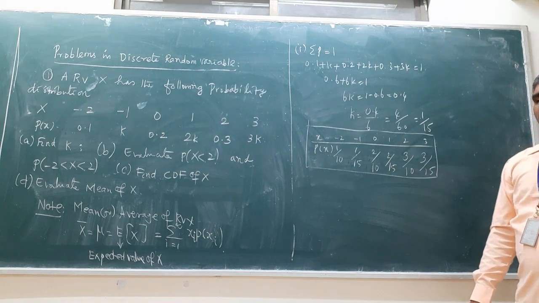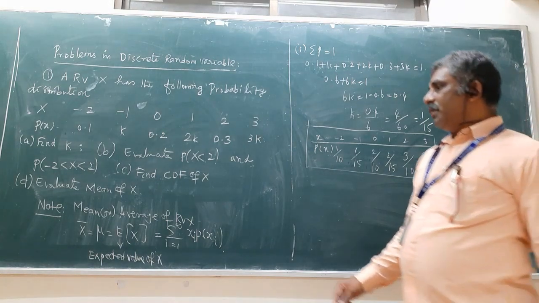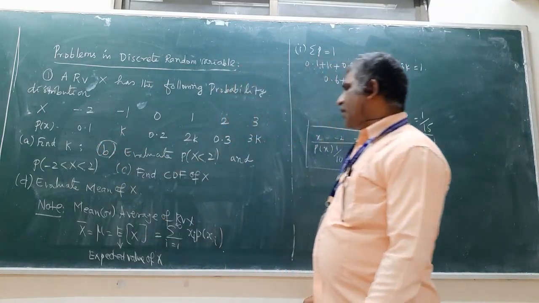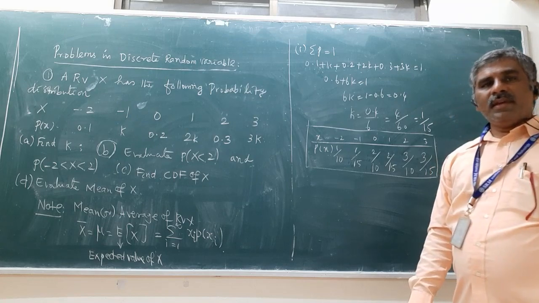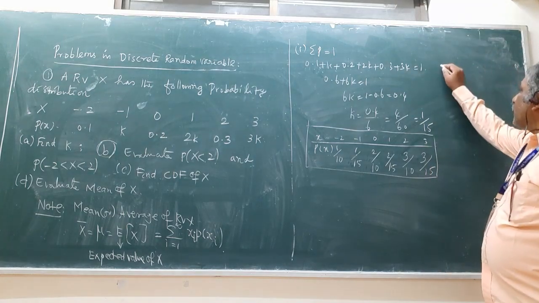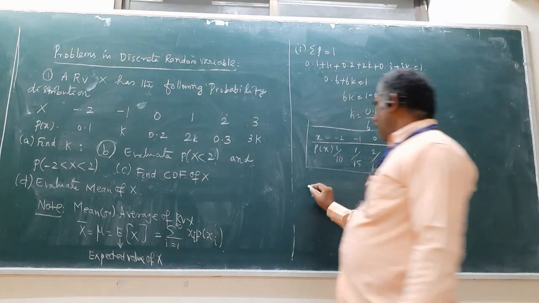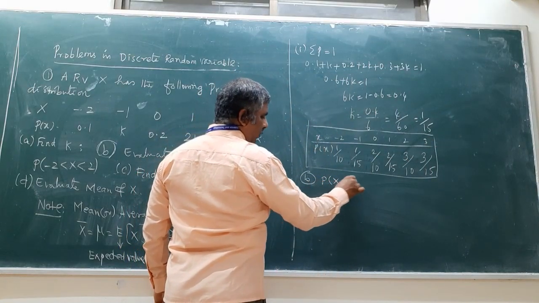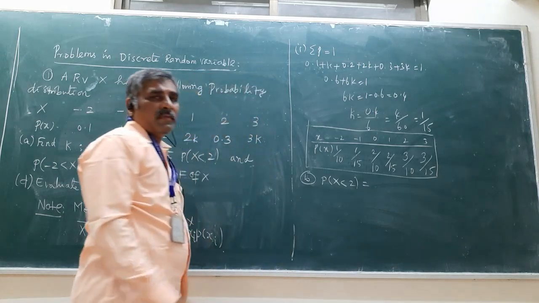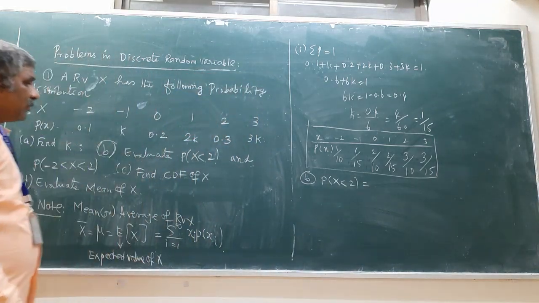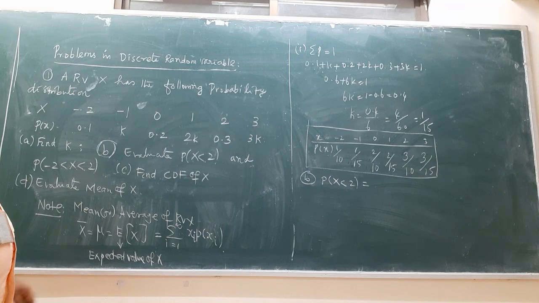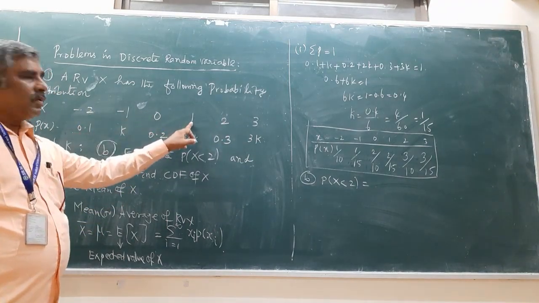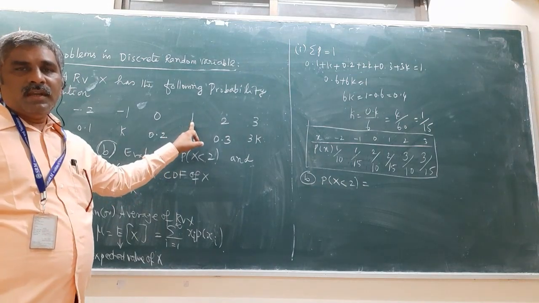Now, subdivision B. What is subdivision B here? Evaluate probability of x less than 2. Here I am writing subdivision B, probability of x less than 2. Probability of x less than 2 means -2, -1, 0, 1. Four values are there.